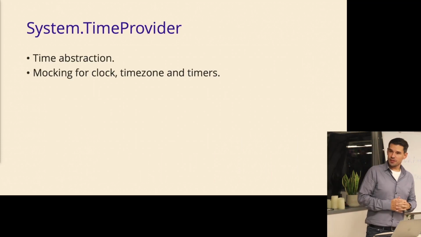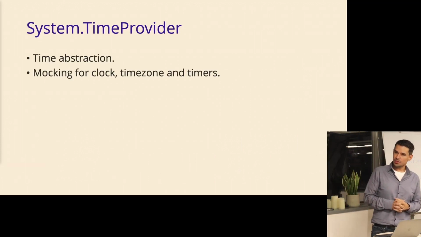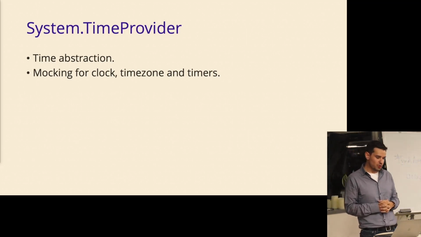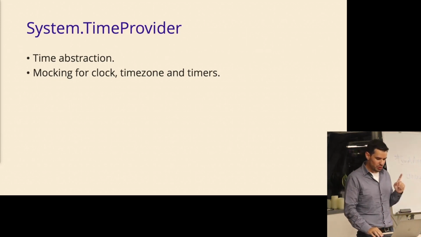There's also TimeProvider. So apparently, we shipped a new type in .NET 8, which adds a time abstraction, which lets you mock the system clock, time zone, and timers. I had a demo, but it would take too much time, so I'm going to skip that.